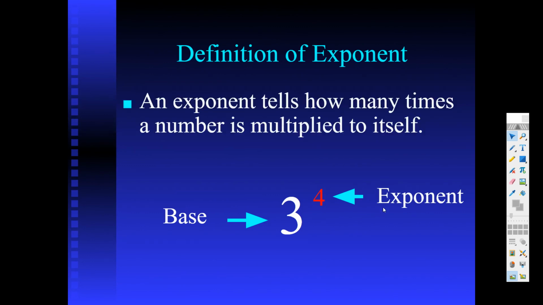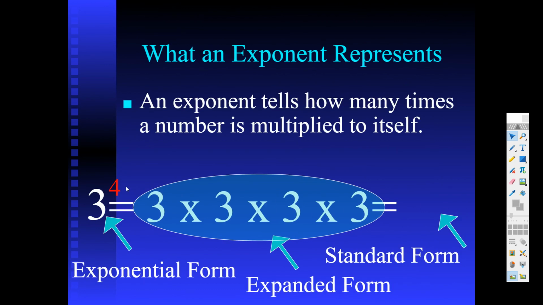An exponent tells you, which is this guy, the red one, how many times to multiply the 3 to itself. You see that 4? It tells you to multiply the 3, the base number, 3 times 3 times 3 times 3, 4 times: 1, 2, 3, 4. Once you do that, 3 times 3 would be 9, 3 times 3 would be 9, and then 9 times 9 would be 81, which is the standard form. So anytime you have an exponential form, you want to do an expanded form so you can solve and simplify it and check what the standard form, the value of that exponential form, is.